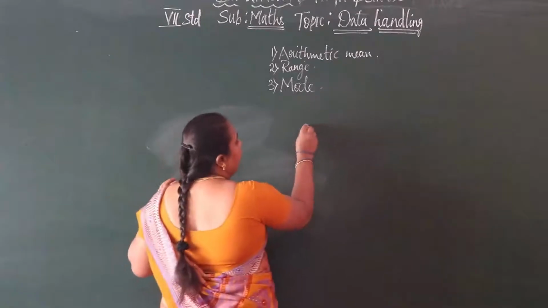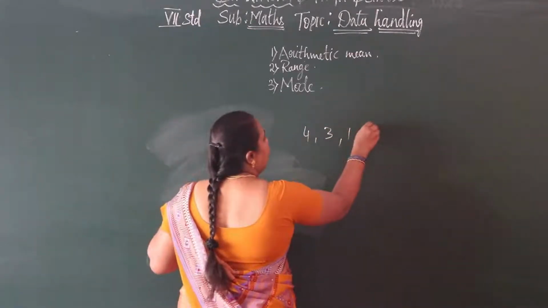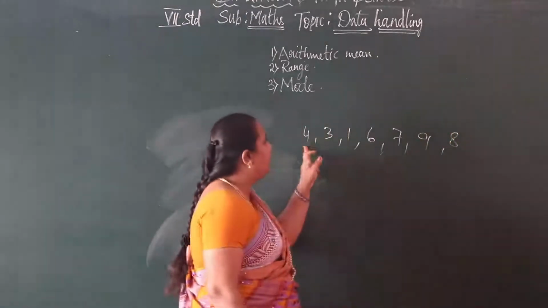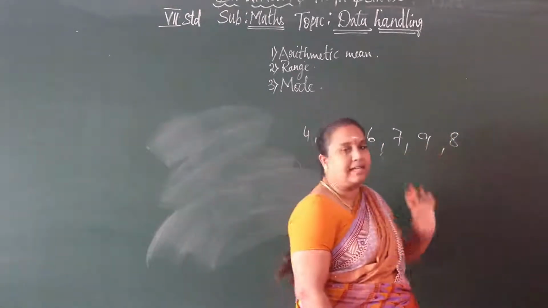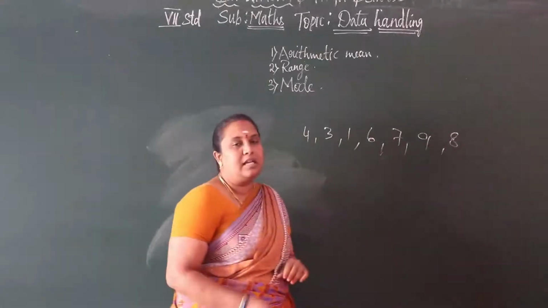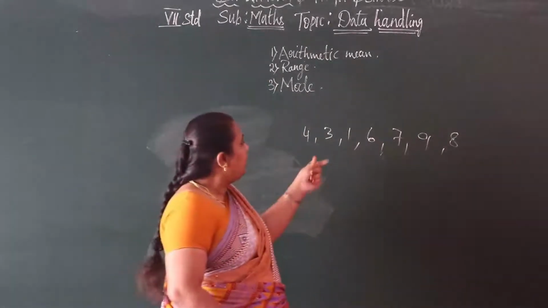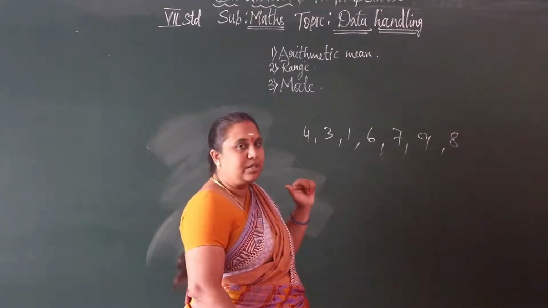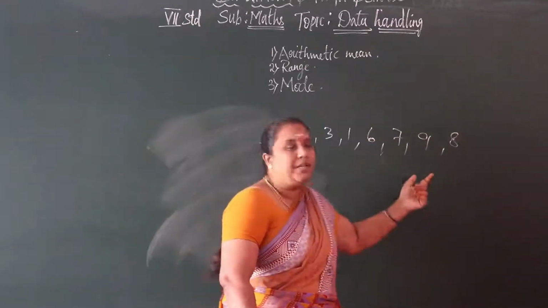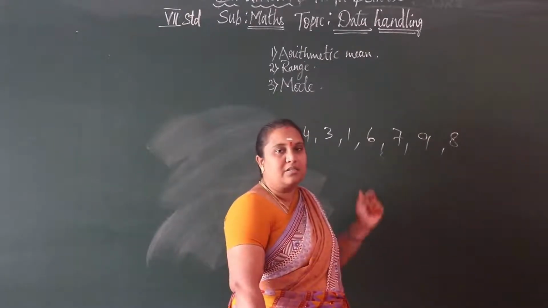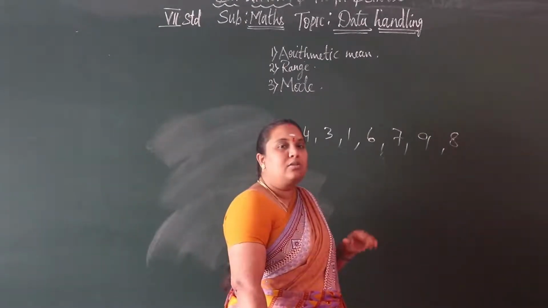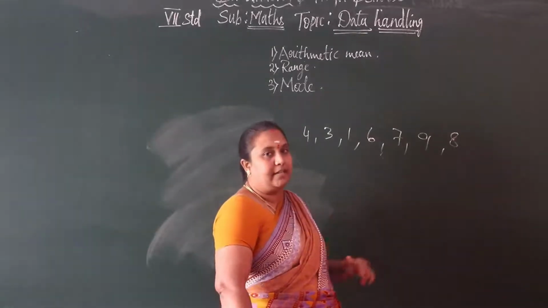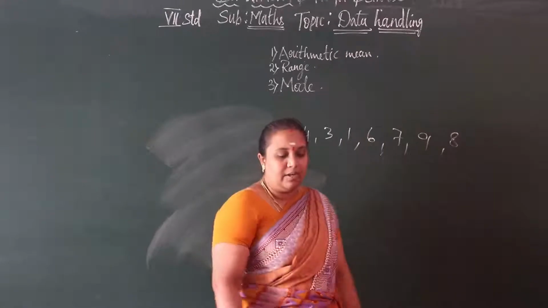See here we have 4, 3, 1, 6, 7, 9 and 8. We count: 1, 2, 3, 4, 5, 6 and 7. So 7 numbers are there. Out of 7 observations, there is no repeated value. So here we can say there is no mode in the given data.